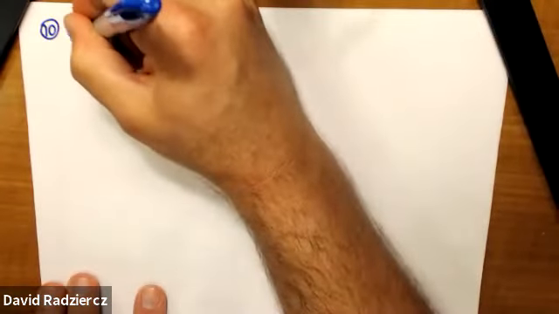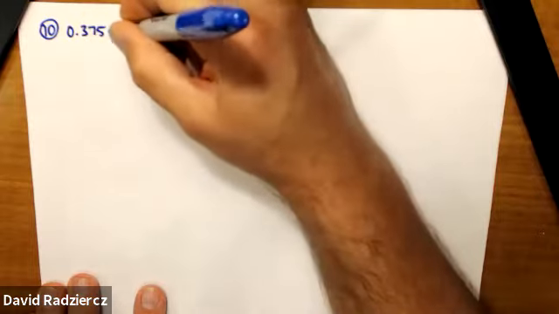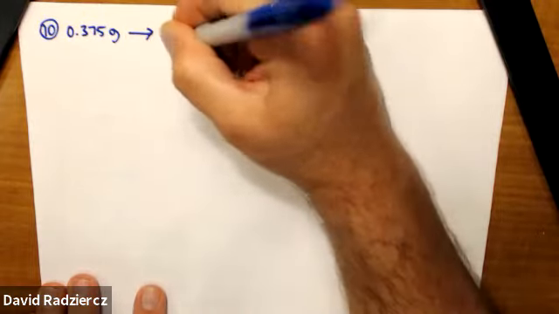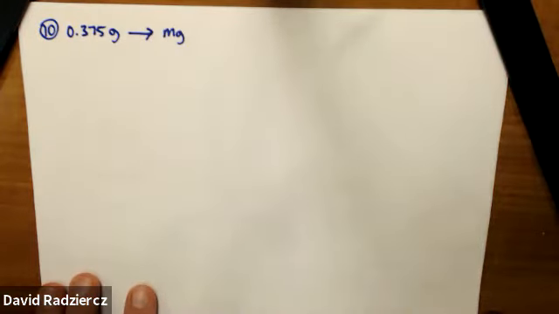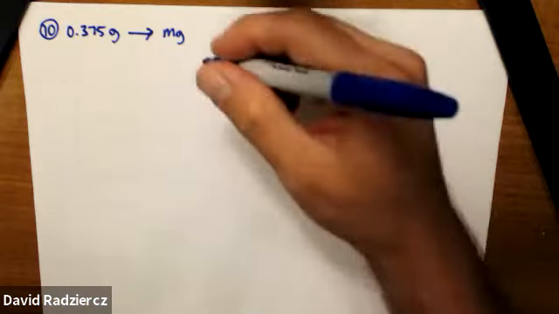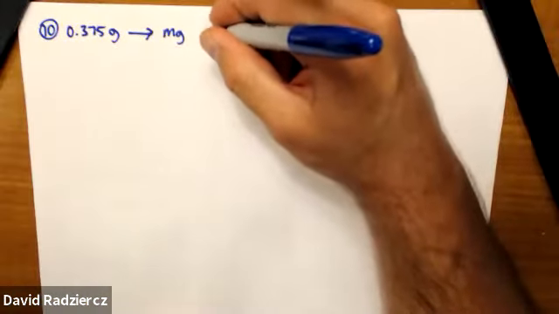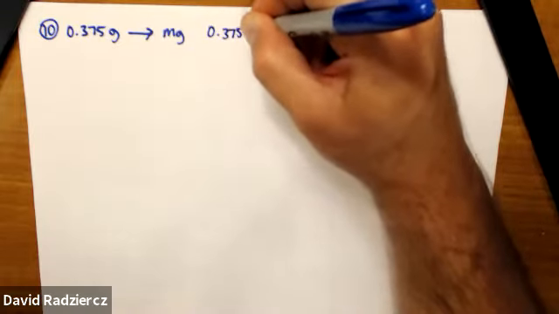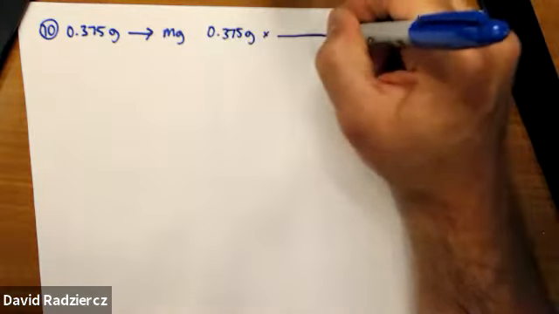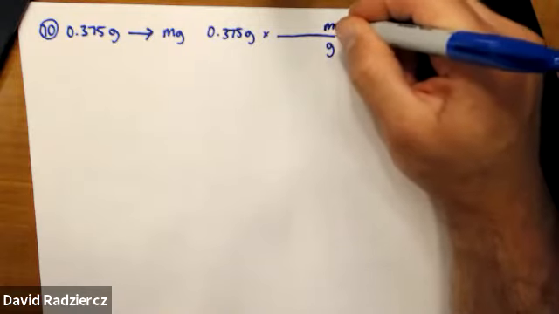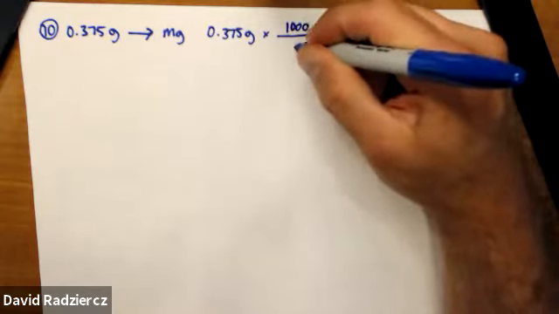So we have 0.375 grams, and I want to go ahead and convert that to milligrams. The reason I want to do that is because that's just what I've chosen to do. You can convert milligrams to grams, and that's perfectly fine. You'll end up with the same answer, but it's completely up to you. So if I'm going to do this dimensional analysis, we know the conversion between grams to milligrams is that there are 1,000 milligrams in a gram.